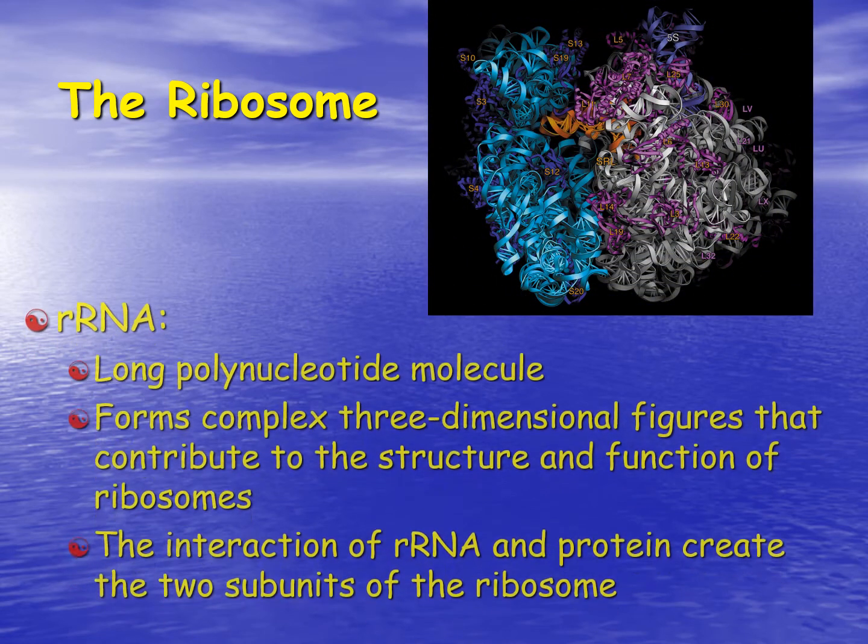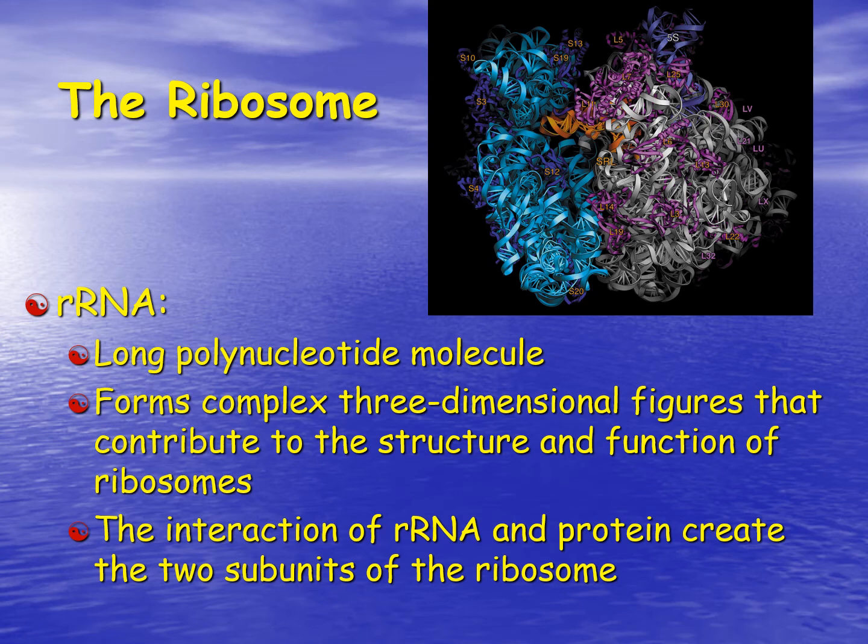The ribosome will form with the two large and small subunits coming together to form the complete ribosome. And remember, 70S ribosomes are found in prokaryotic cells, while the 80S ribosomes are the primary ribosome in eukaryotic cells, with mitochondria and chloroplasts, though, also having 70S ribosomes. The ribosomal RNA will form complex three-dimensional figures that contribute to the structure and the function of the ribosome, which is to make a protein.